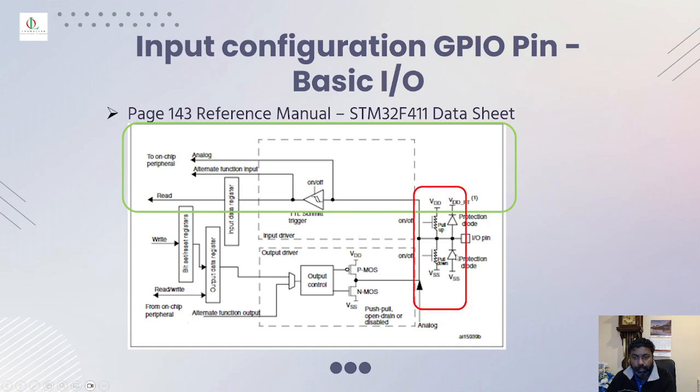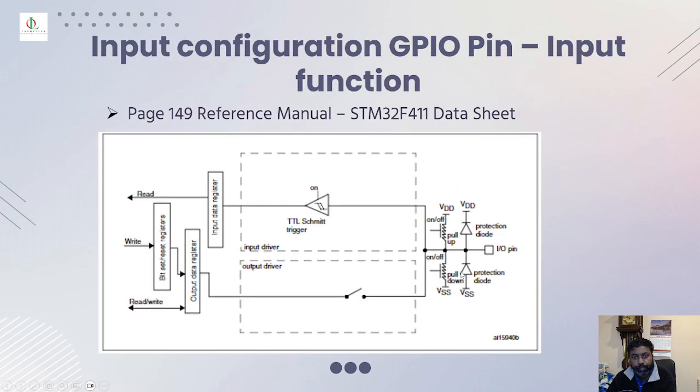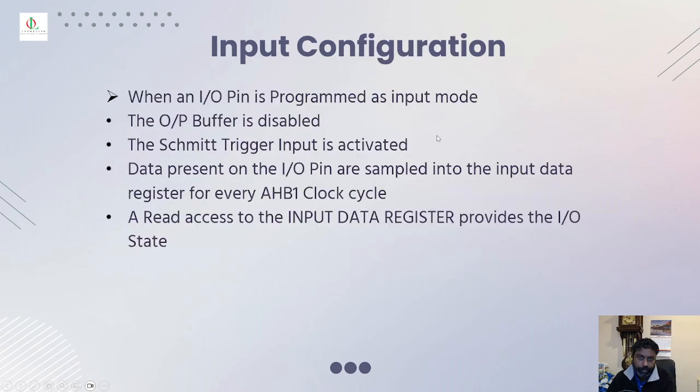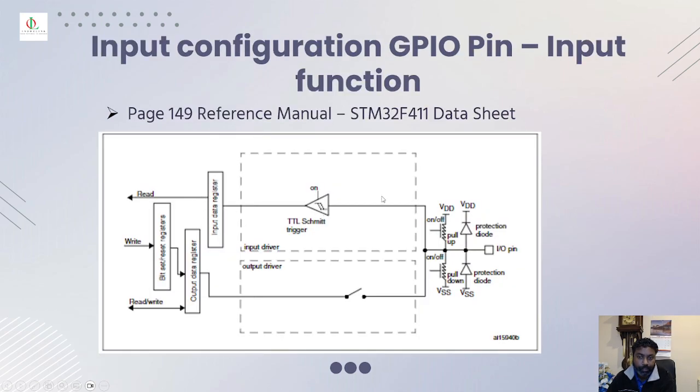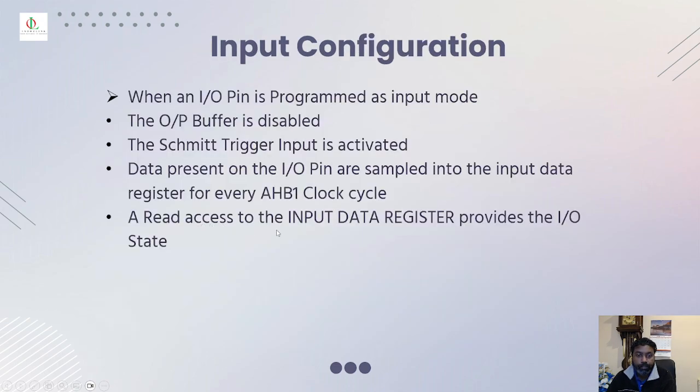So we explained this, and this is the push-pull configuration, and we learned about the input function, how it operates with the Schmitt trigger. In the input configuration, what are all the steps to be configured as input mode? The output buffer is disabled when the pin is programmed as input mode. The Schmitt trigger input is activated. Data present on the IO pin is sampled into the input data register every clock cycle. Read access to the input data register provides the IO state. So you can read it to get the IO state.